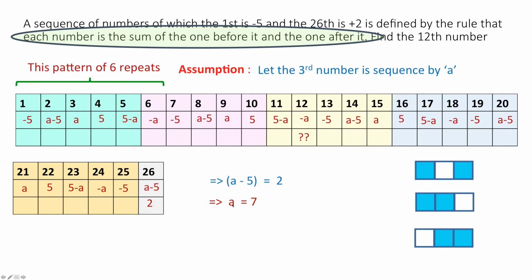So once you know the value of A, you come back to your objective. What was the objective? The objective is to find the 12th term, and the 12th term is actually equal to minus A. So the 12th term, which is your objective, is minus A, and hence because A is 7, the value of it is minus 7.